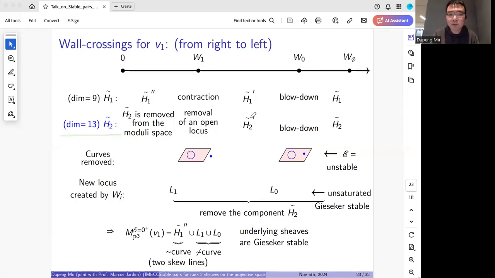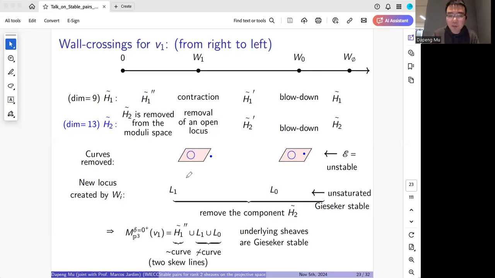For the first one, for instance, for the first blow down, the divisor in H1 tilde is the exceptional divisor of the blowdown for H2 intersect H1. So correspondingly, we have a blowdown for H1 as well. In this third row, I wrote the curves removed. Actually, we have a more general result. We have a more general description for a general situation.